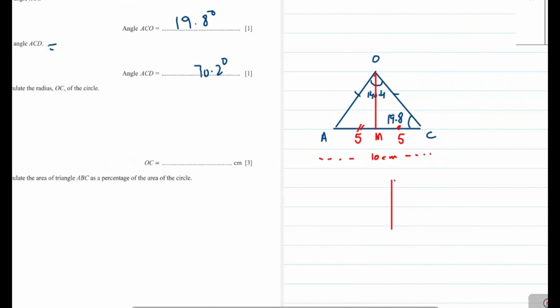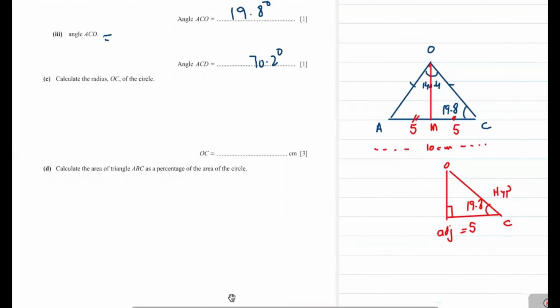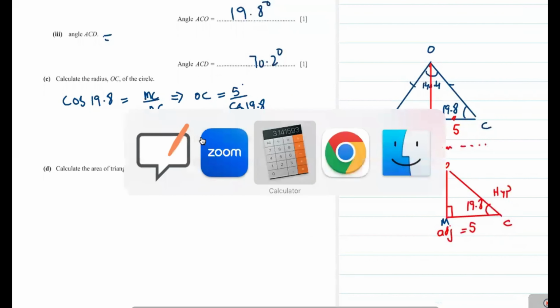Now this is the right angle triangle OCM, and this angle is 19.8, and that length is 5. Now we have to find the length OC, and therefore this is called the adjacent side, and this is the hypotenuse, and you know that adjacent over hypotenuse is equal to cos 19.8 degree, and the adjacent side is MC. Now you can write it, OC will be equal to MC length. You can see here, the MC length is 5, so 5 over cos 19.8.